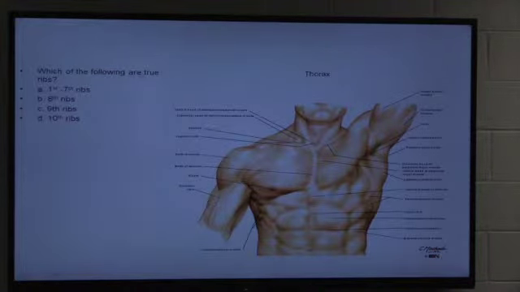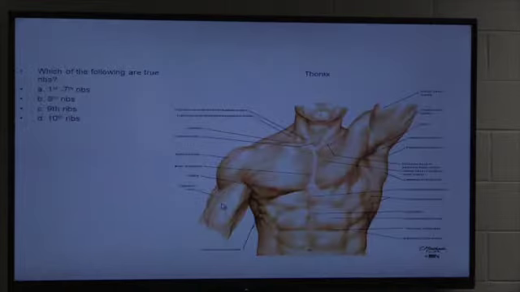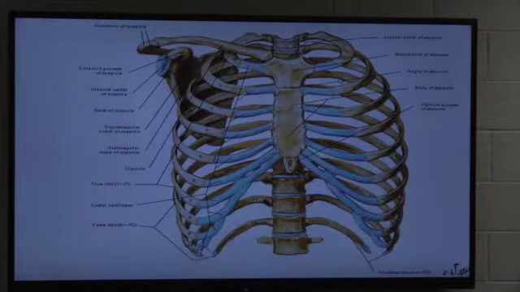Which of the following are true ribs? So there's true ribs and false ribs, and this diagram here shows you that the ribs are not all the same. Okay, so top ribs or some of those bottom ribs. So top ribs or bottom ribs? Which ones are the true ribs? Top ribs, yes, because they are attached to the sternum by their own costal cartilages.